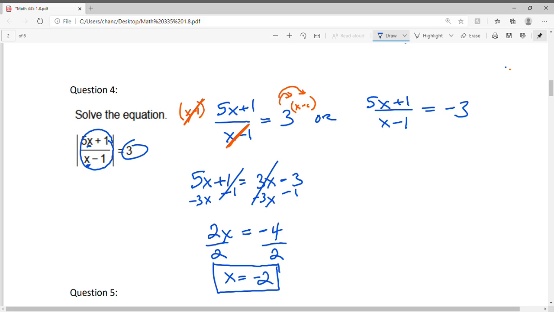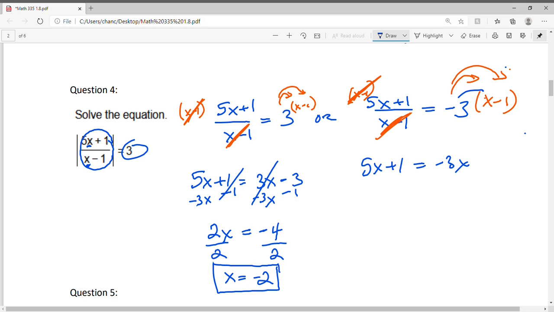On this side, we'll multiply both sides by x minus 1. Again, this will reduce, and we'll have to distribute the negative 3 this time. And so I have 5x plus 1 equals negative 3x plus 3. Let's add 3x to both sides, and we'll also subtract 1 from both sides.